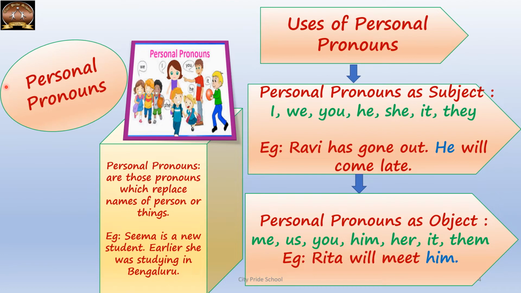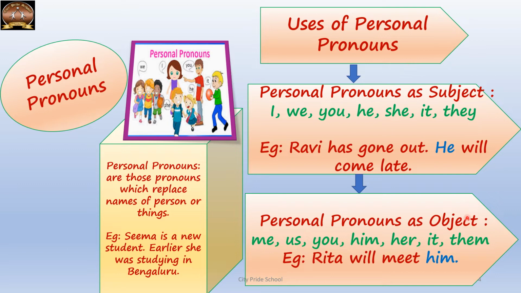First type of pronouns are personal pronouns. These, of course, perform the function of replacing the name of a person or a thing in a sentence, as given in this example. Seema is a new student. Earlier, she was studying in Bangalore. So here in the second sentence, Seema has been replaced by she. So she is a personal pronoun. Now, uses of personal pronouns: they can be used as subject and also as object.